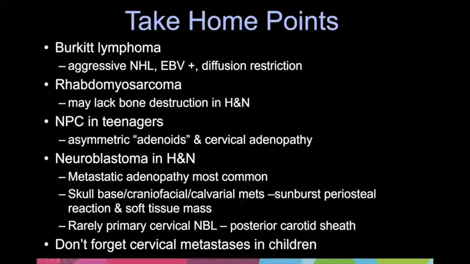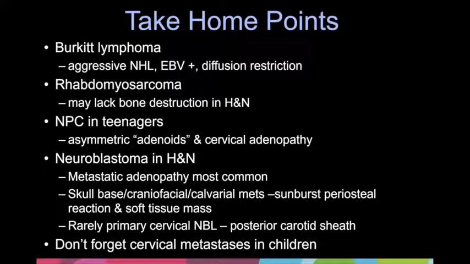Our take-home points: remember that Burkitt lymphoma is an aggressive non-Hodgkin lymphoma associated with EBV and typically demonstrates significant diffusion restriction. Rhabdomyosarcoma on imaging may be indistinguishable from lymphoma. However, remember it has a rapid turnover time, frequently destroys the skull base, but at other sites in the head and neck, such as with orbital and nasal lesions, it may lack bone destruction.